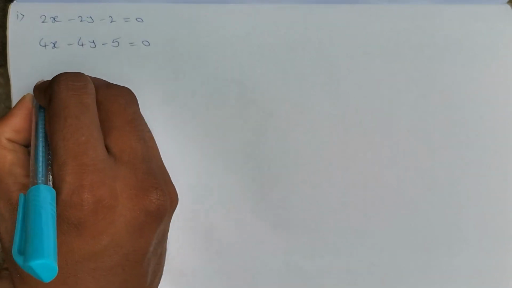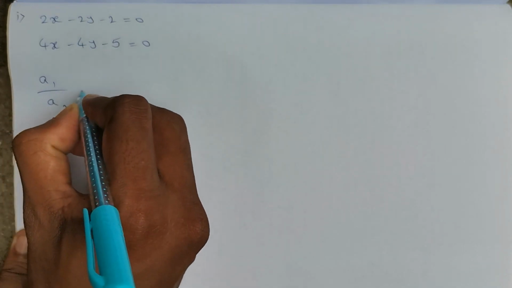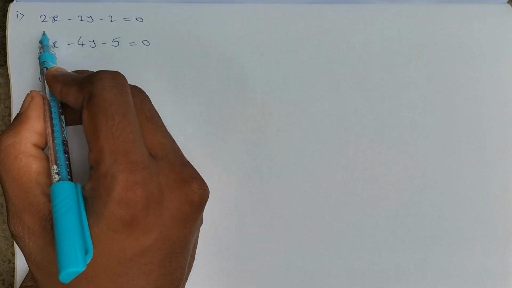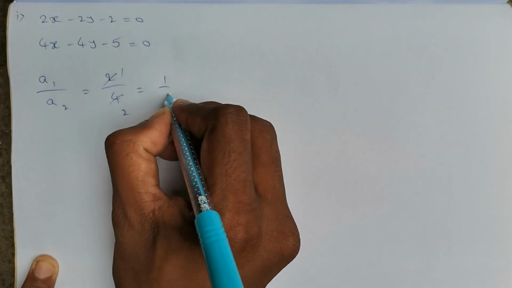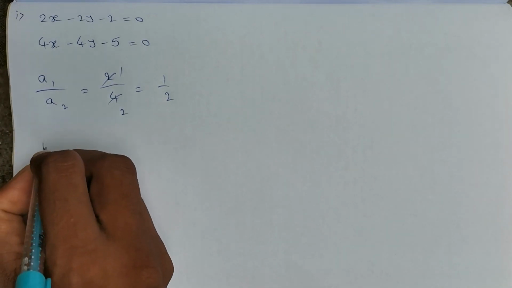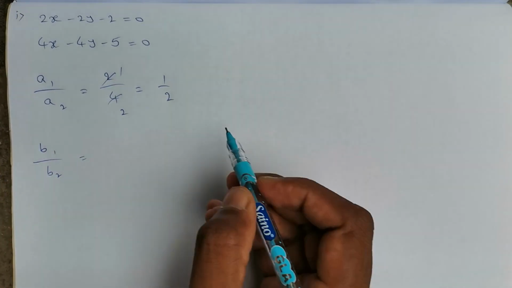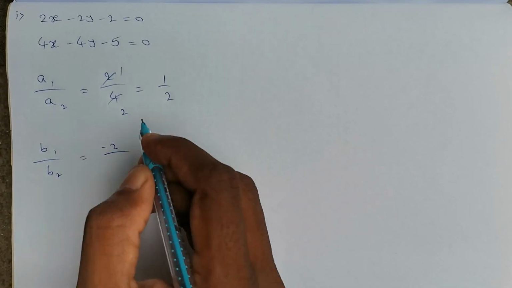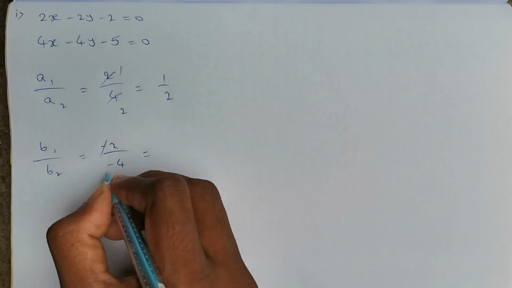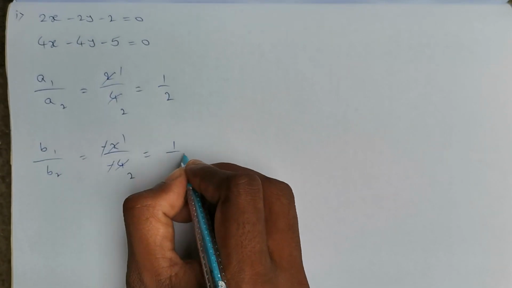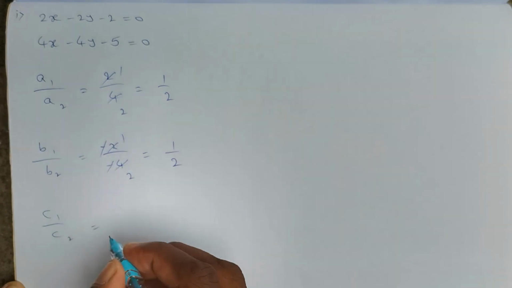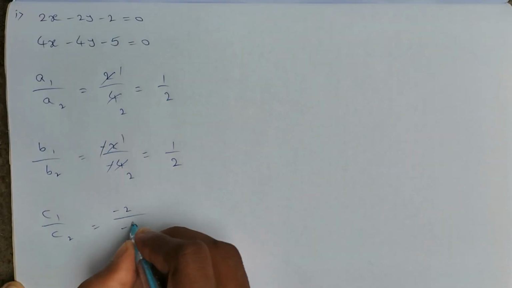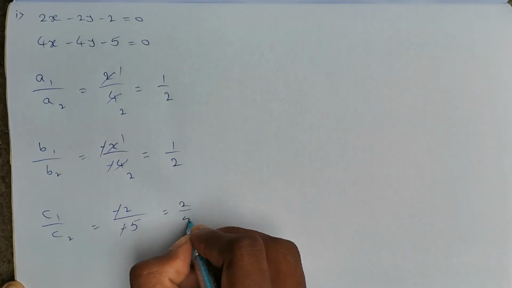Okay, let us check the last question in this bit. a1 divided by a2. Here a1 is 2, a2 is 4. So 2 divided by 4. 2 ones are 2, 2 twos are 4, which is 1 by 2. The same way b1 by b2. Here b1 is minus 2 divided by b2 is minus 4. Minus minus cancel. 2 ones are 2, 2 twos are 4, 1 by 2. The same way c1 by c2. Here c1 minus 2, c2 minus 5. Minus minus cancel, which is equal to 2 by 5.